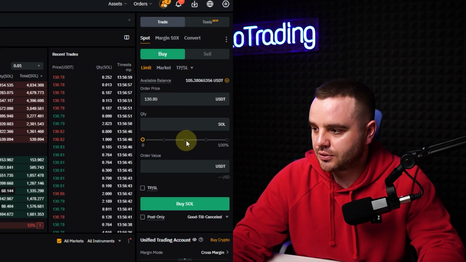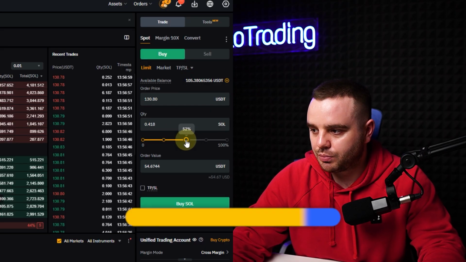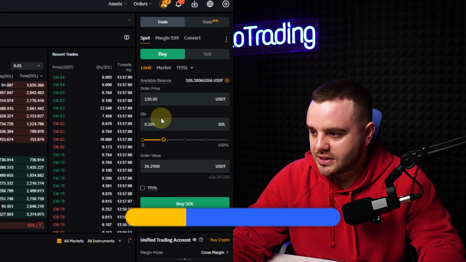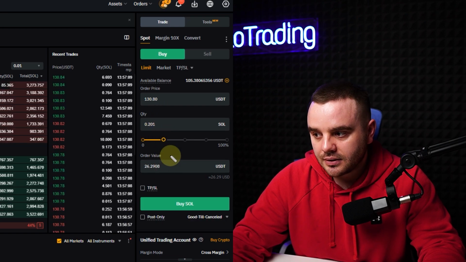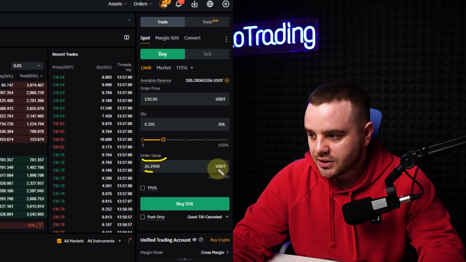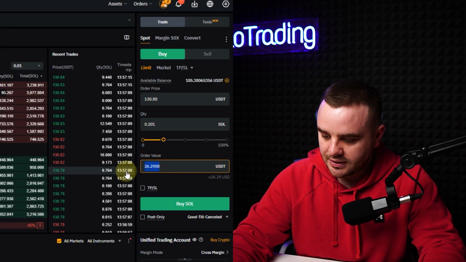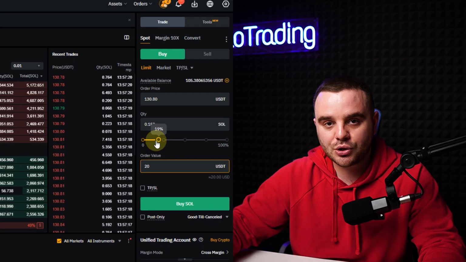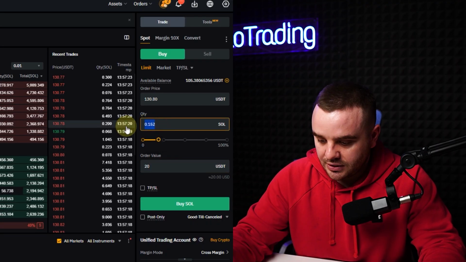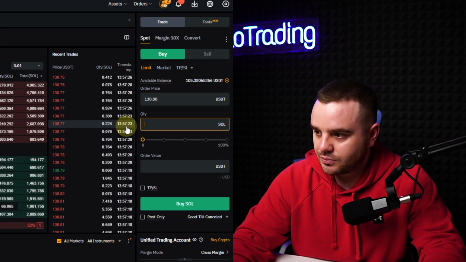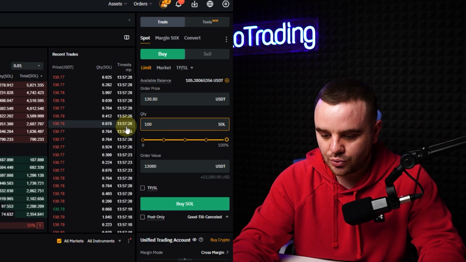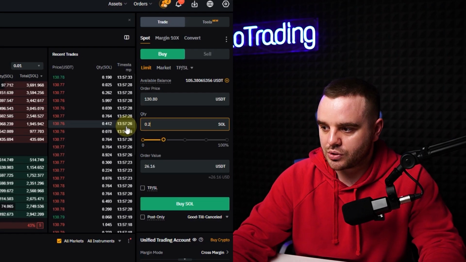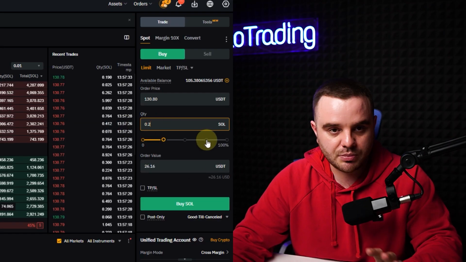Imagine situation, you would like to buy like 50% of your portfolio or 25% of your portfolio. You can see here that you can write a value with USDT, and it automatically, have a look, let's write 20, and it automatically calculates how much coin it would be. Or you can write in Solana, for example, you would like to buy 100 Solana. It shows to you order value. Or you would like to buy 1 Solana or 0.2 Solana. Doesn't matter, you use what's better for you.